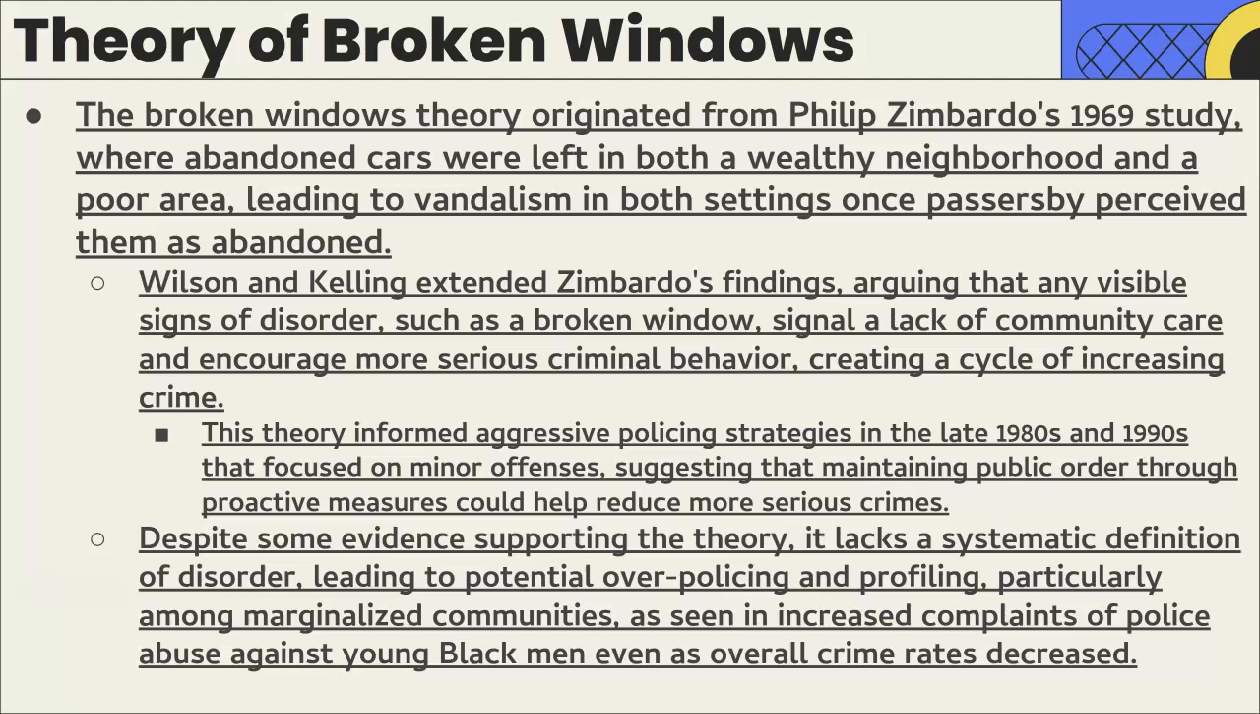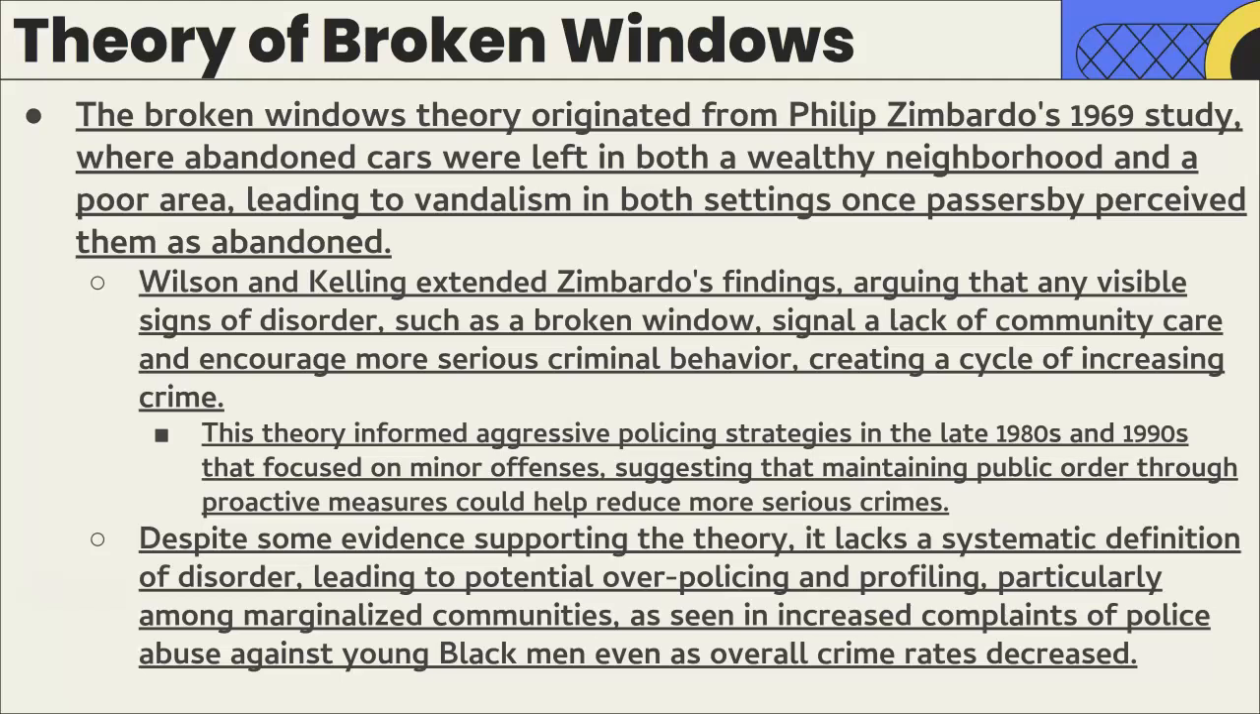And based on this study, Wilson and Kelling argued that the visible sign of disorder in a community, like broken windows, encourages more serious crimes to occur. A single broken window, they claimed, sends a message that no one cares, which can lead criminals to commit more serious acts. In this way, small acts of deviance snowball into larger crimes and social decay.